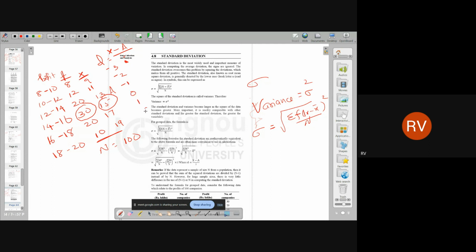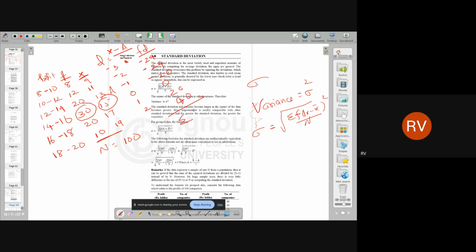Then find the FD. F is 8, 8 into minus 3 is minus 24. Then also 12 into minus 2 is minus 24. Minus 20, 0, 20, 40.